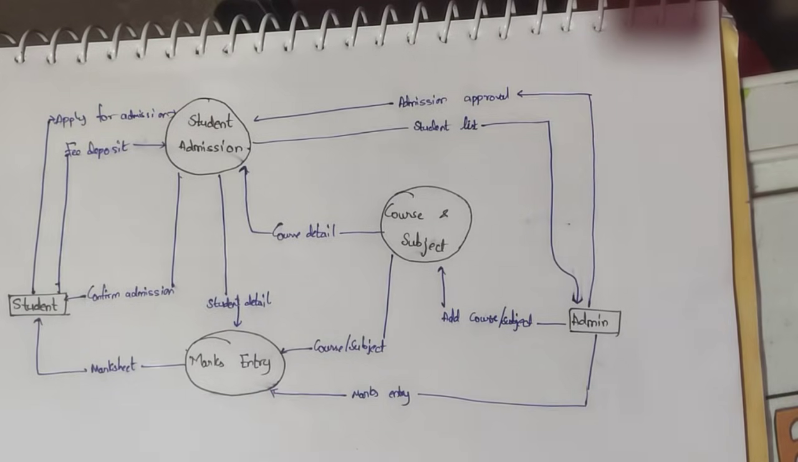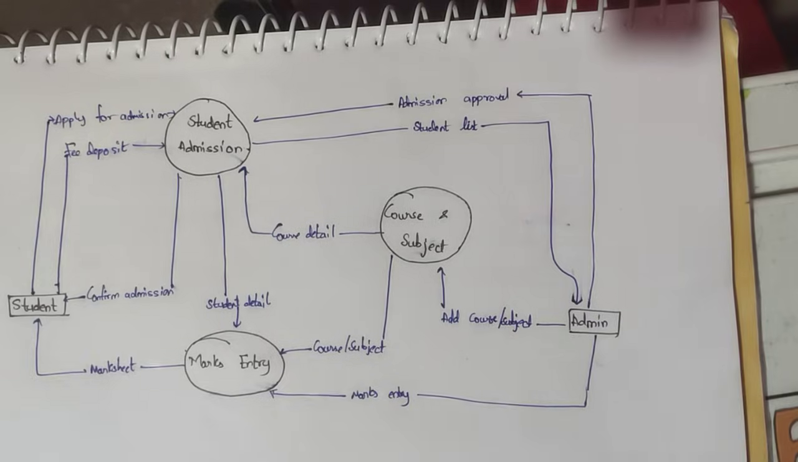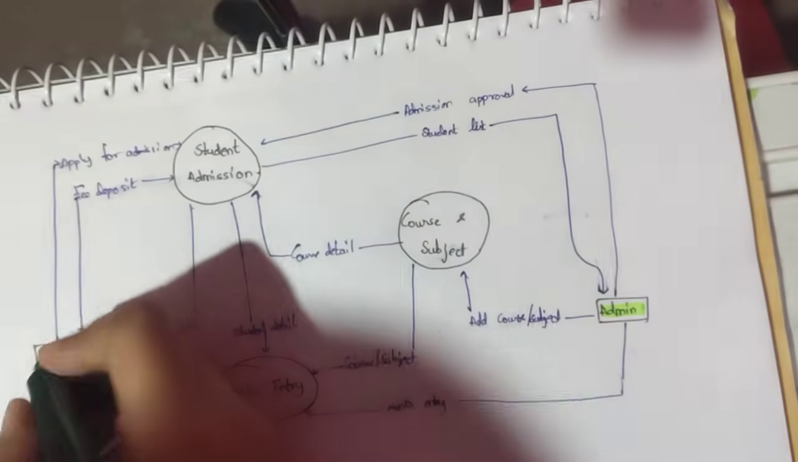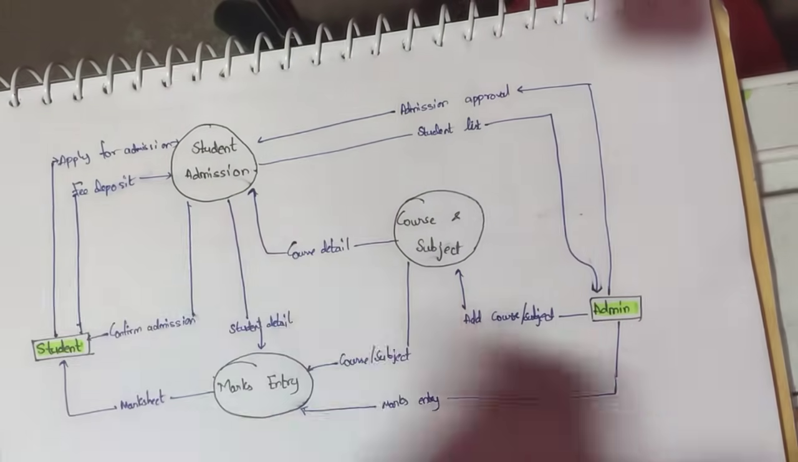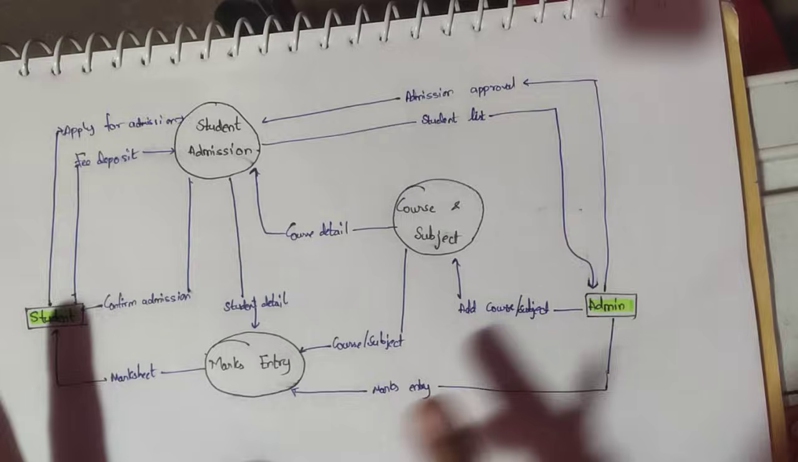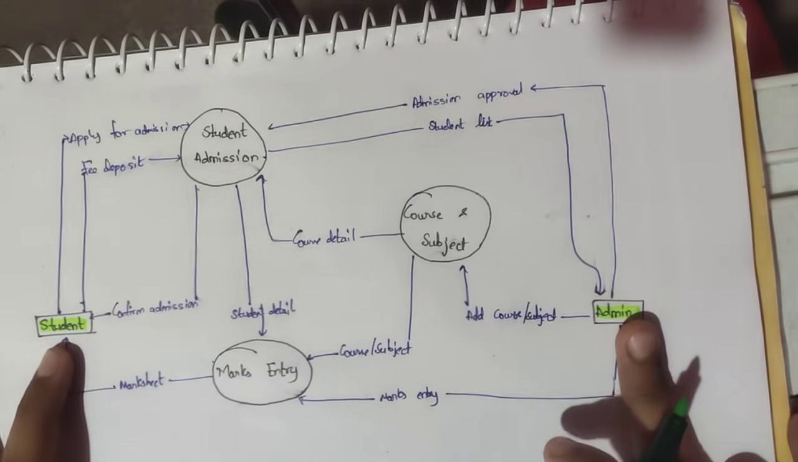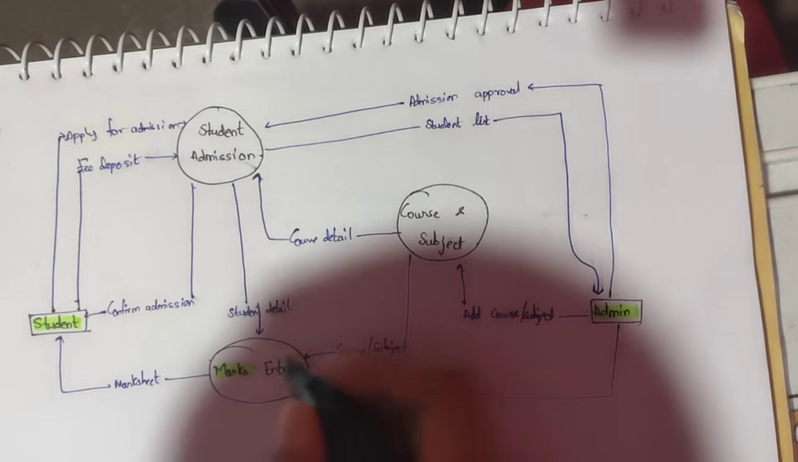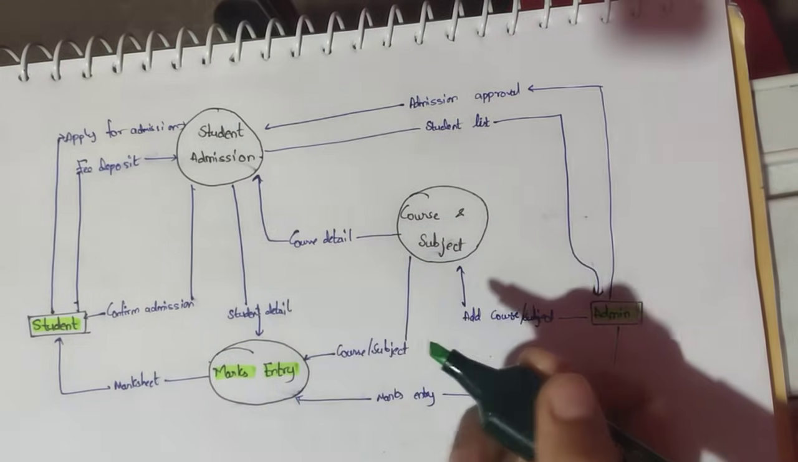Now let's start with DFD 1. In DFD 1, the main components are first of all the admin and student, which we can't remove. They should be there in every DFD because both are the main components. So next we have the marks entry, where a student is getting the mark sheet and the admin is doing the marks entry.